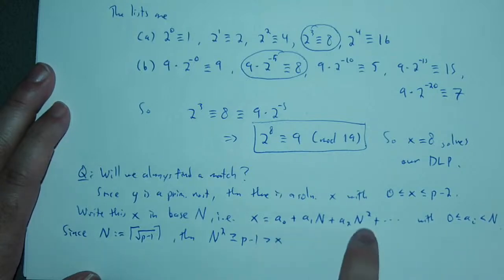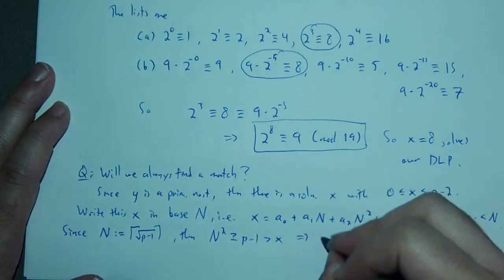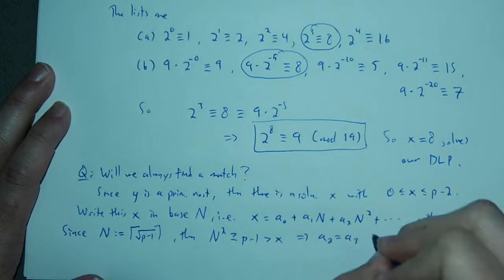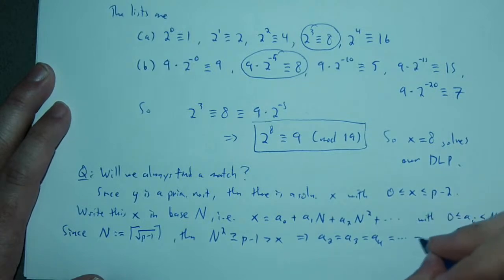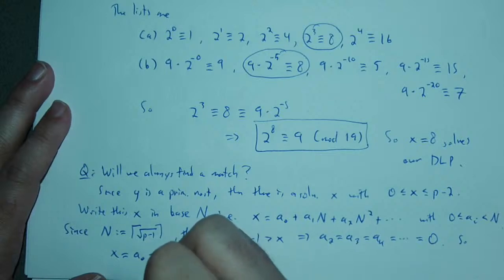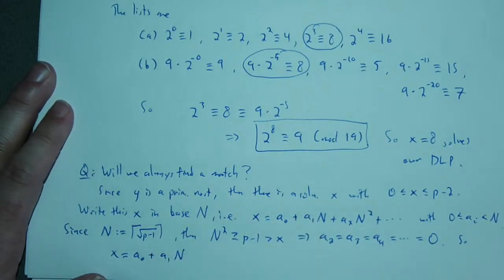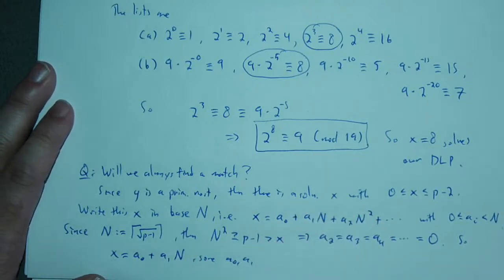If n squared is bigger than x, then of course this a sub 2 can't be positive, right? So this would give us issues. These have to be 0. So all these digits, and so on, are all equal to 0. So x in base n is actually a naught plus a sub 1 times big N, for some a naught, a sub 1.